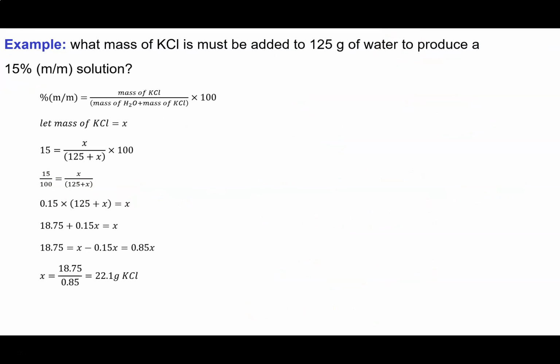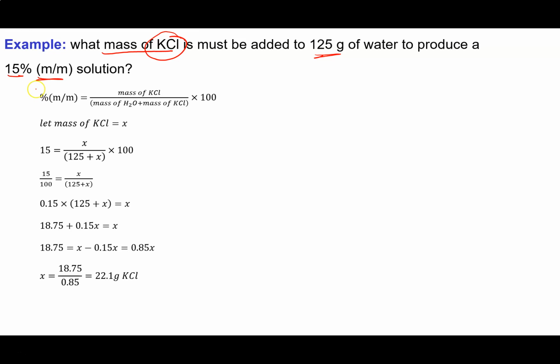Okay, a more complicated problem is similar to that molarity problem that we did before, where we were asked to calculate the mass of the solute to produce a particular concentration of solution. So this question asks, what mass of potassium chloride must be added to 125 grams of water to produce a 15% mass on mass solution?